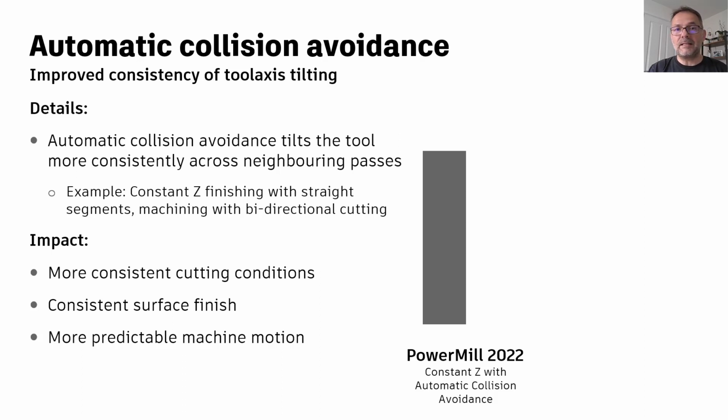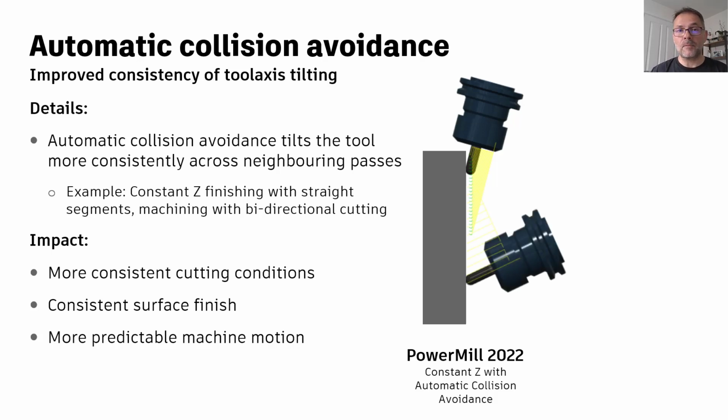In PowerMill 2022, even though I've asked it to create a 3-axis constant Z toolpath, because I'm using collision avoidance, PowerMill rightly recognizes that there is a collision that could occur between the tool holder assembly and the workpiece. And so here, the tool axis tilts to the side to avoid that collision. Fantastic. The problem here is that PowerMill 2022 has applied a varying amount of tool axis tilting as we work down the side of this component, such that by the time we get to the bottom of the part, the tool axis tilting has changed quite significantly.